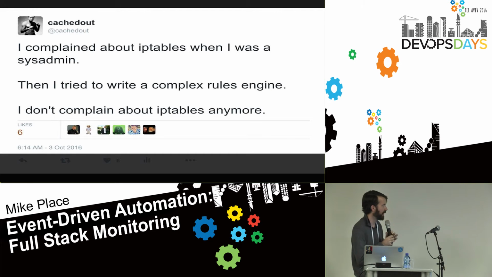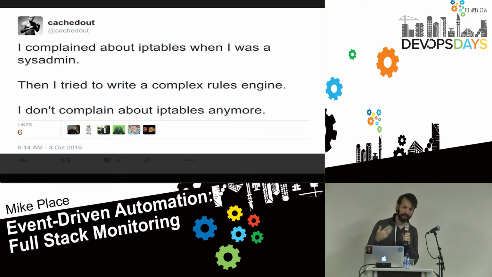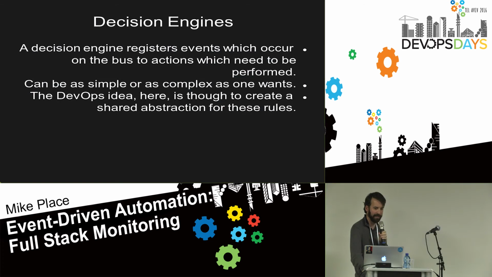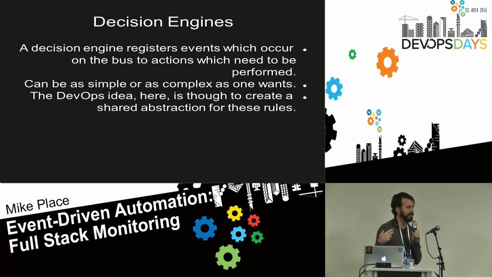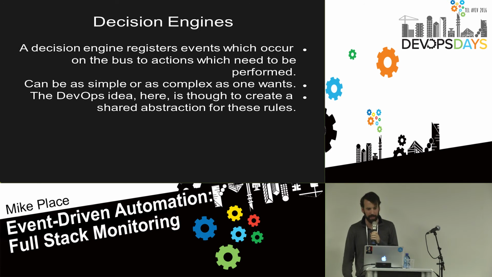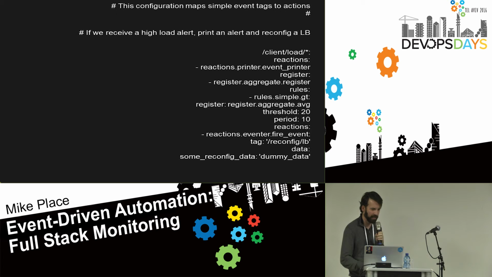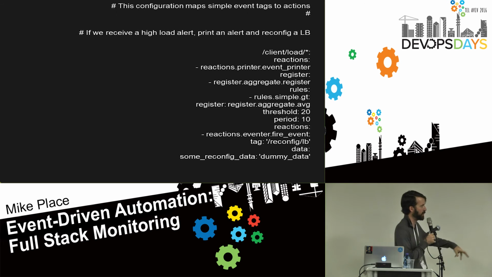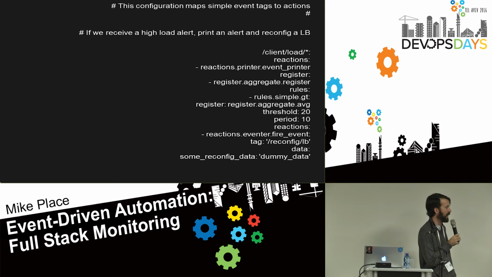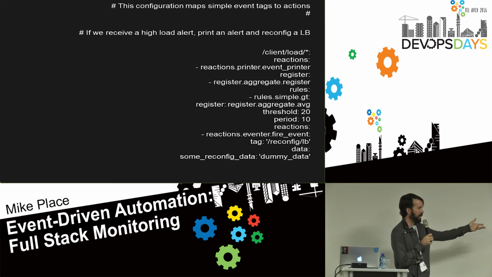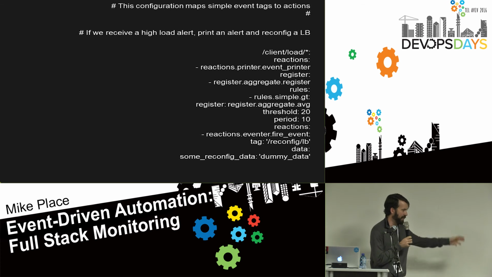How do you build a reactor? This is me quoting me on Twitter, which is that building reactors, effectively rules engines, can be somewhat difficult, but it doesn't necessarily have to be. Because the decision engine, something that takes events and chooses when to react upon them, really can be as simple or as complex as they want. But the DevOps idea is to create a simple and shared abstraction for those rules. So, for example, here's one way that you might describe a rules engine that both your ops guys and your dev guys can speak to.